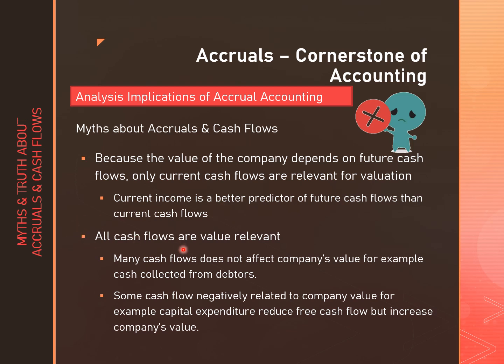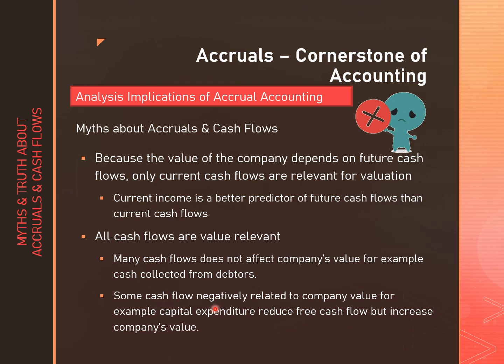Next is that all cash flow is value relevant. So many cash flows do not affect company value. For example, the cash collected from debtors. When cash is collected from debtors, it is only the collection of a sale that has already happened. It will not affect company value at all.